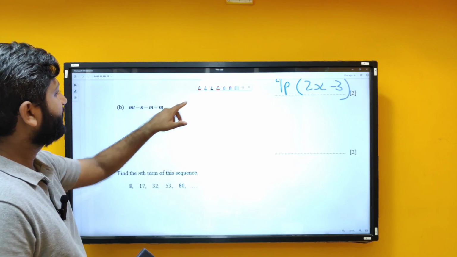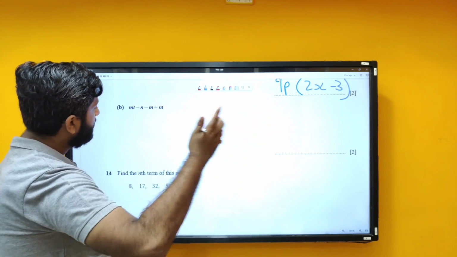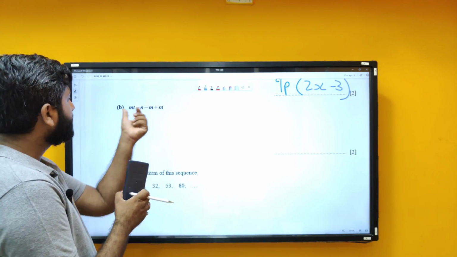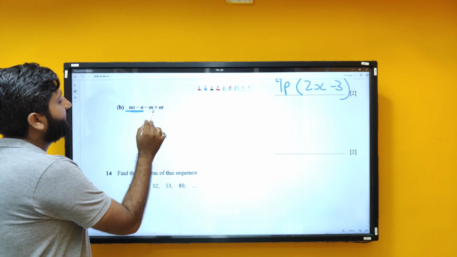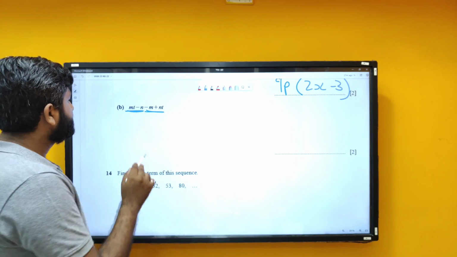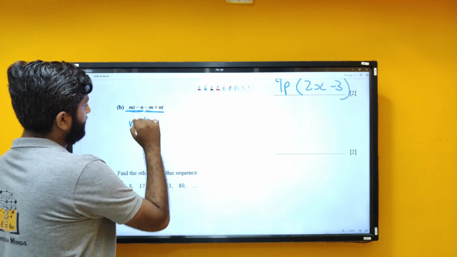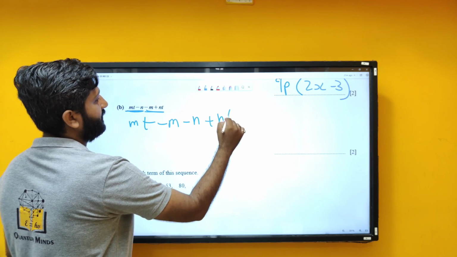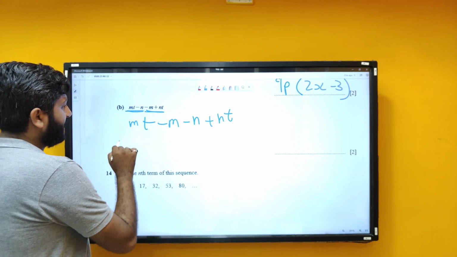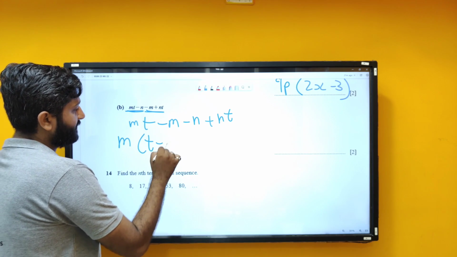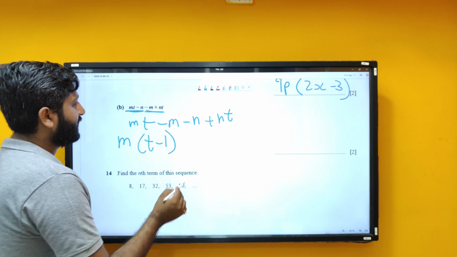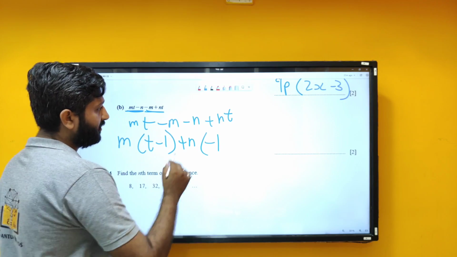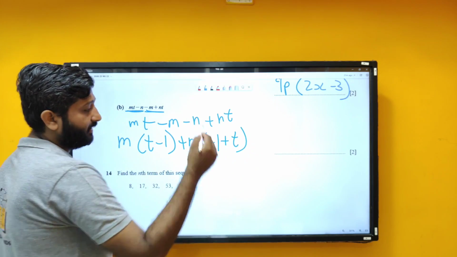Next, we have mt minus n minus m plus nt. So guys, I think what we are supposed to do here is rearrange, as I don't think there is any common factor between these terms. So let me rearrange this. Let me write this as mt minus m minus n plus nt, right? If I take m common, I have t minus 1, and from here if I take n common, I have minus 1 plus t, right?